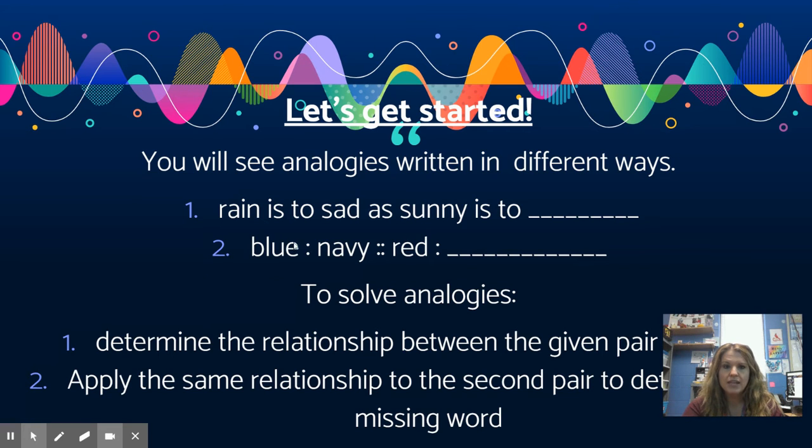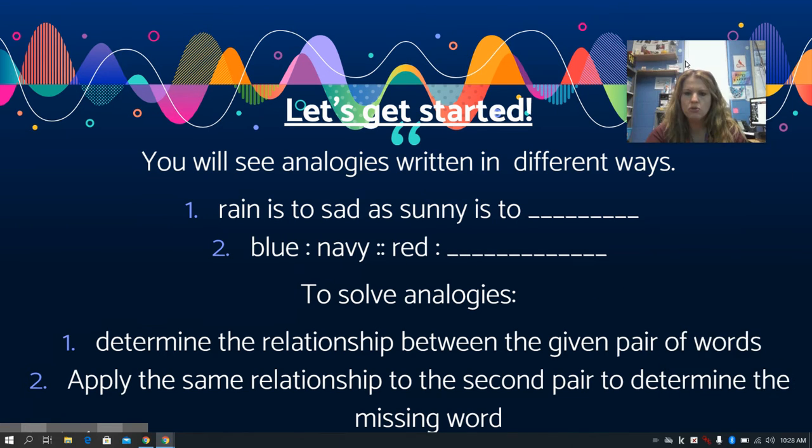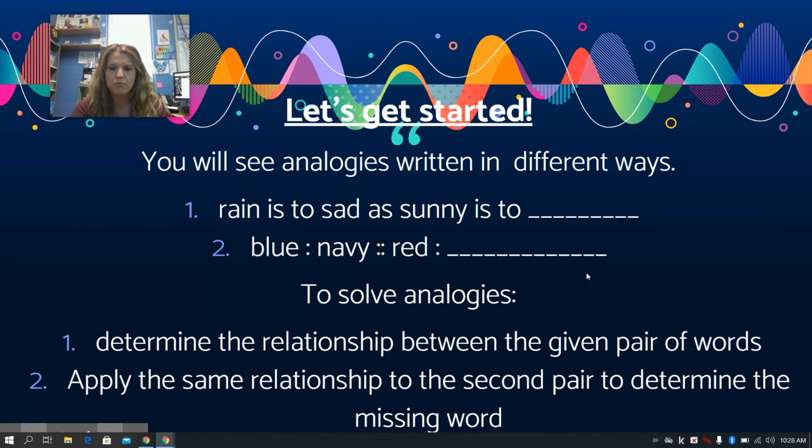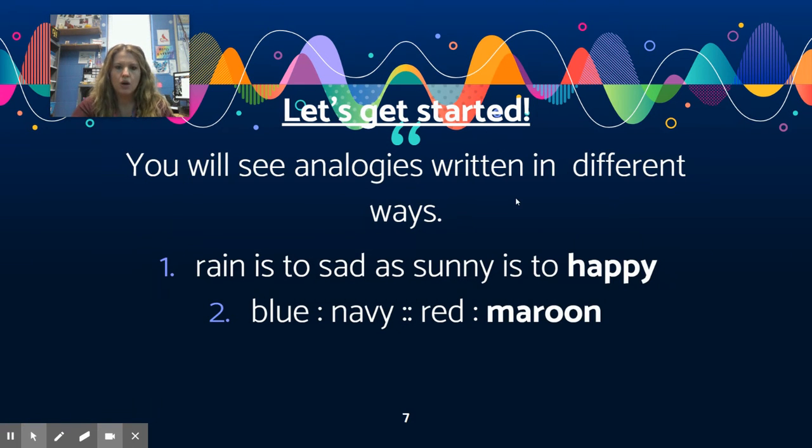So in this, I have blue is to navy. If I think about the relationship between those, navy is a darker shade of blue. So I would think, red, a darker shade of red, maroon. Red is to maroon. That would make sense. So to solve analogies, you determine the relationship between the given pair of words, and then you apply that same relationship. And we will work in small chunks where we know what the relationship is. And then you will also be given somewhere you have to determine the relationship. So that's just finishing up what we already went over.